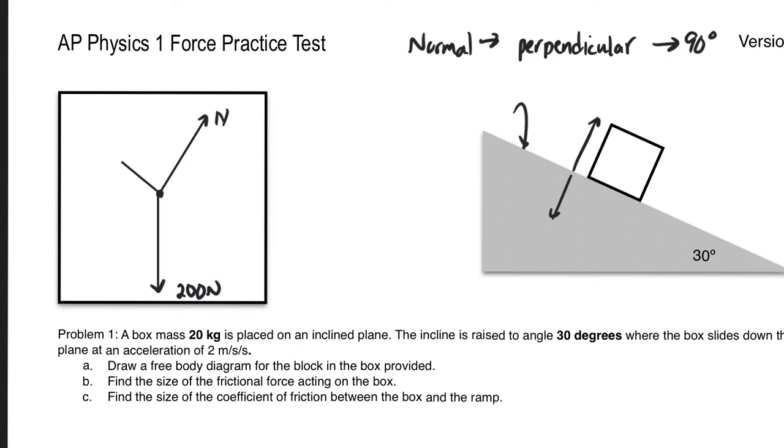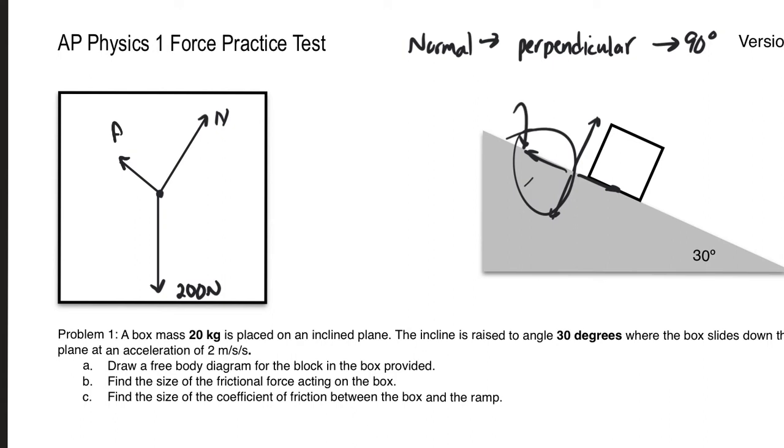So friction has to be drawn so that it is 90 degrees to the normal force, which means it could be drawn in this way or this way. But we have an answer to which one of those it has to be. If the box is sliding down the ramp, friction opposes the motion of the box. So it's got to be this one. It's got to be up the ramp to try and prevent the box from sliding down the ramp. So that's the direction of friction. That is the free body diagram.